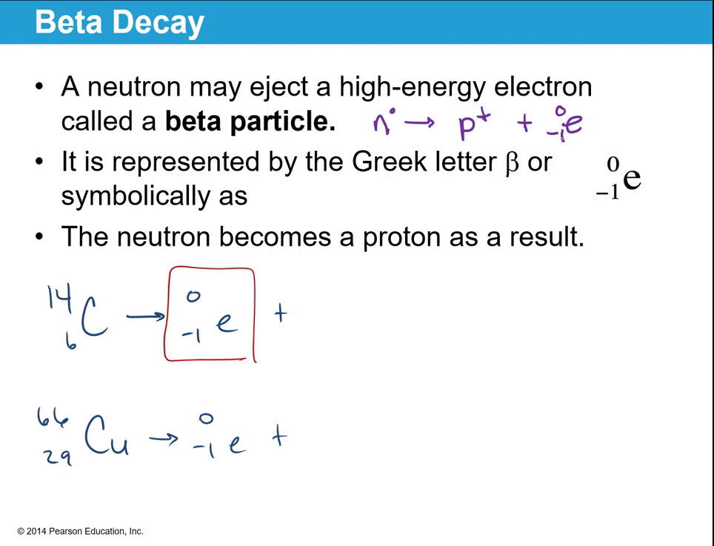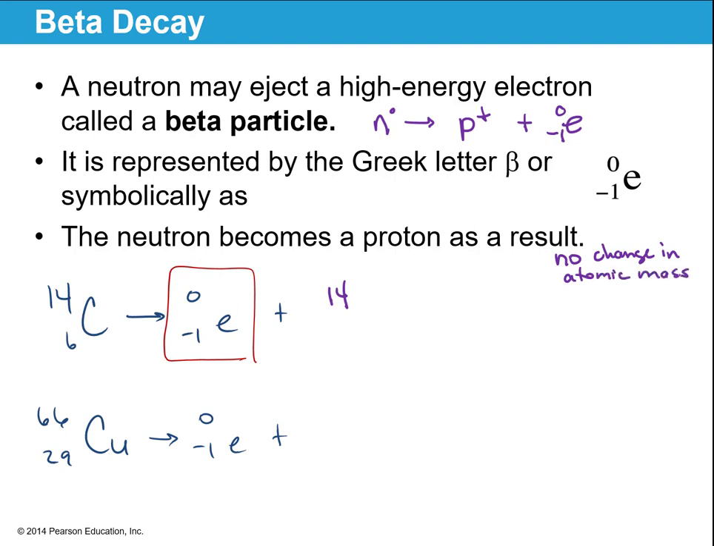So what happens to carbon-14 in this first example? What happens to the atomic mass? If a neutron with a mass of 1 is converted to a proton with a mass of 1, what happens to the mass? Nothing. The mass stays the same. See that there's a little 0 above the e? That means my mass is still 14. A neutron with a mass of 1 becomes a proton with a mass of 1, so there's no change in the mass. You can put a little note: no change in atomic mass.